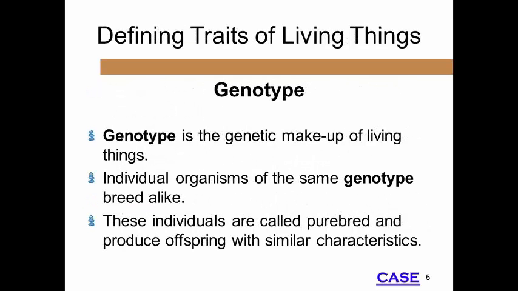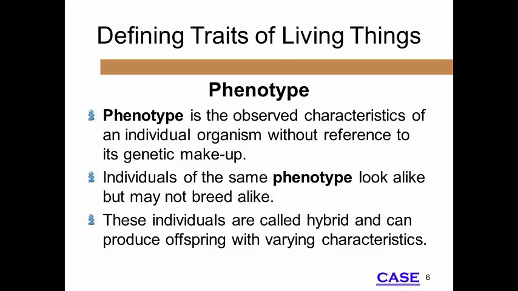Genotype is the genetic makeup of an organism. Organisms with similar genotypes breed true and are referred to as purebred. When bred within the breed, the offspring also have similar characteristics. The phenotype, on the other hand, is the physical expression of the traits coded for by the genotype. Individuals with similar phenotypes may or may not have similar genotypes. When bred to individuals with similar phenotypes, the offspring may have wide variations in phenotypes.